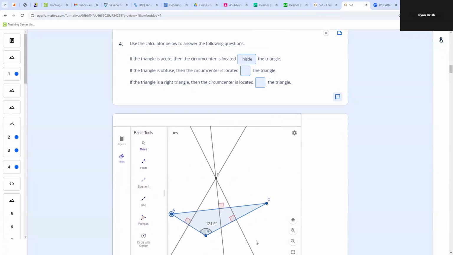Next, if the triangle is obtuse, where will the circumcenter be? I could make an obtuse triangle here. I have a measure of 121 degrees, and that circumcenter is definitely outside the triangle.